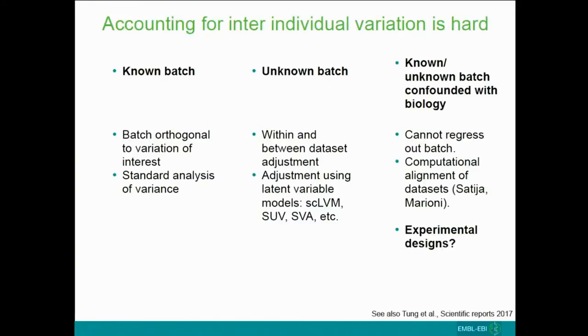And I want to start here with three categorizations of what I actually mean by batch. I believe there are three different types of batch. On the one hand, there's the simple batch we all know about. It's an experimental covariate we can adjust for, we regress it out, and we are all happy. We do this on a day-by-day basis.